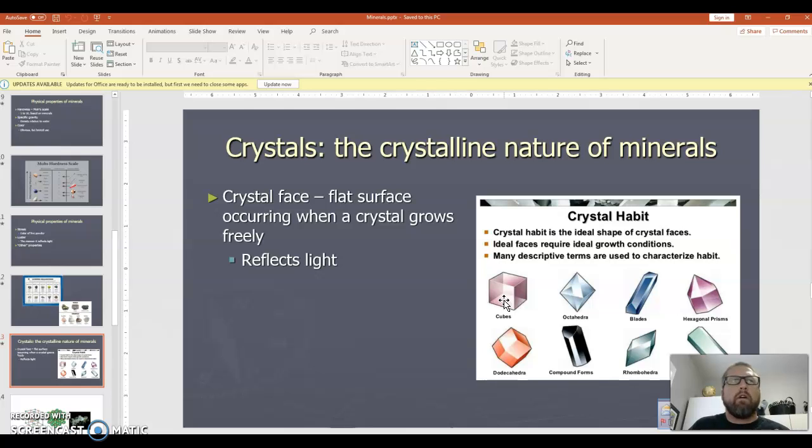These minerals are an assemblage of different elements that bond together, right? And so when they do that, if there's enough room for them to form these nice bonds, they will form these shapes. If there's not enough room for them to grow, then you get something that doesn't look quite like this. And I think the last slide has that on it.